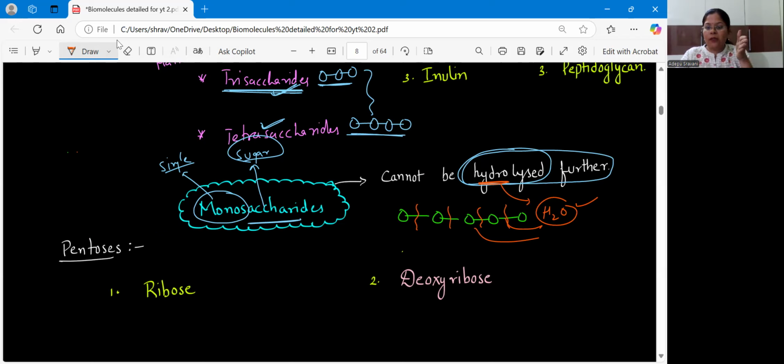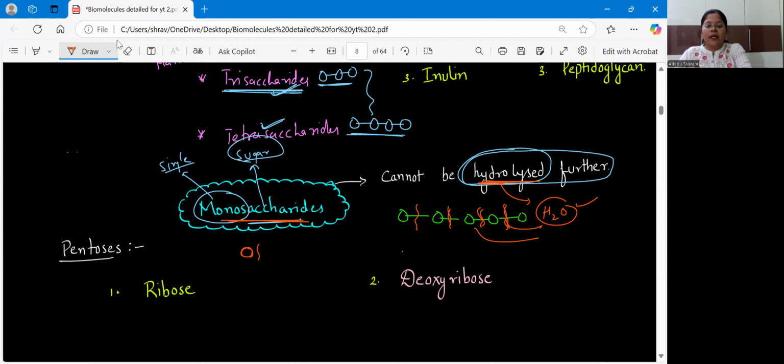So in case of oligosaccharides or polysaccharides, there is a chance of breaking the bonds between the sugar units. Hence, we can say oligosaccharides and polysaccharides can undergo hydrolysis. But if you consider a monosaccharide, where we have only one sugar unit, which is not attached to any other sugar unit, there is no chance of breaking bonds between them. Hence, I have written that they cannot be hydrolyzed further, because there are no bonds between sugar units there.